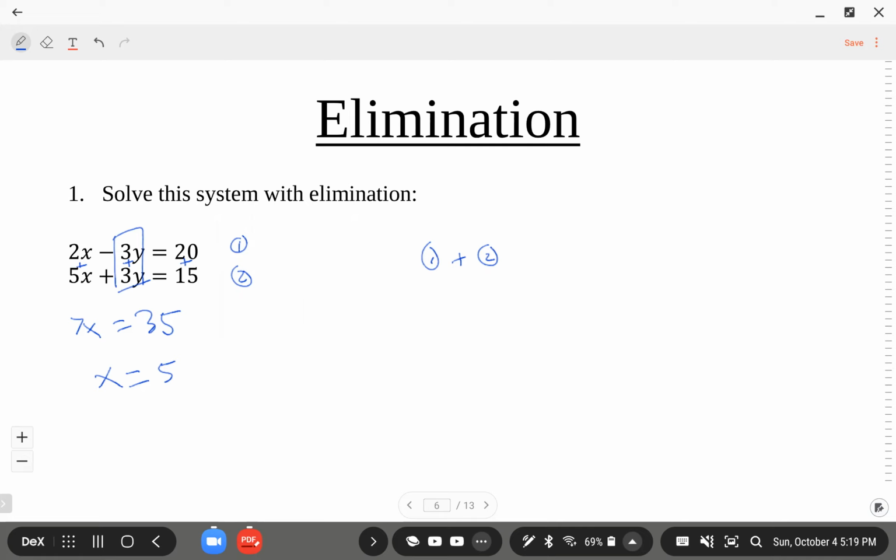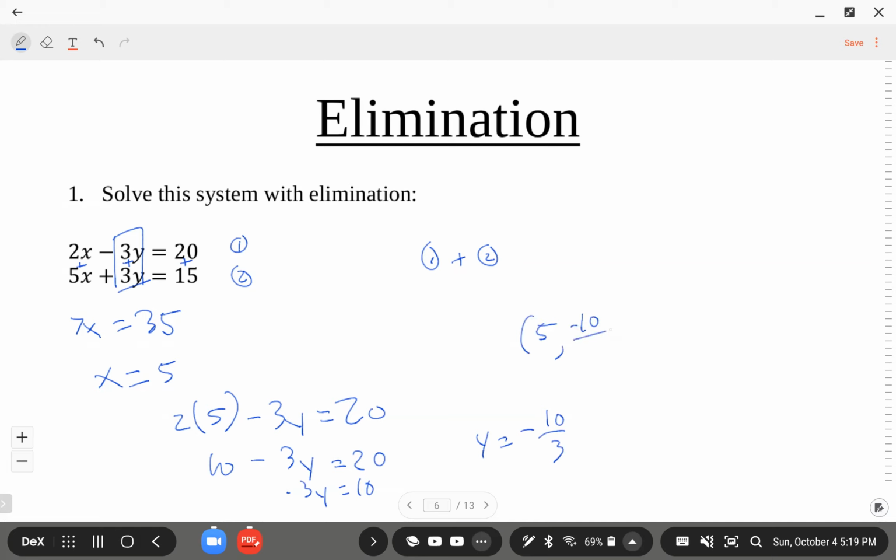So I'll plug in x into one equation. You don't have to do two. The result will be the same, okay? So plug in x as 5, so 2 times 5 minus 3y equals 20, okay? 10 minus 3y equals 20, okay? And then negative 3y equals 10, okay? y equals negative 10 over 3. There we go. We can write it in the ordered pair, 5, negative 10 over 3.